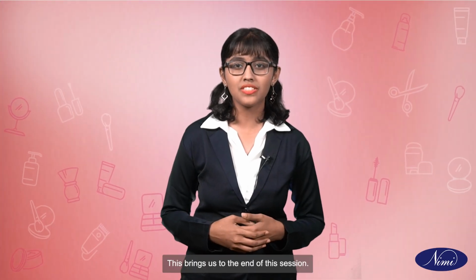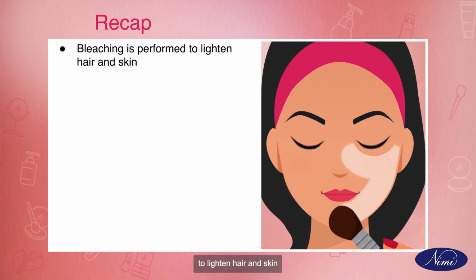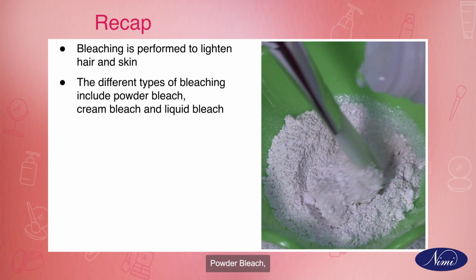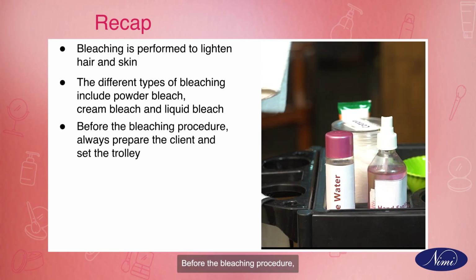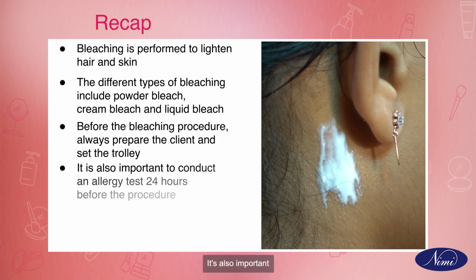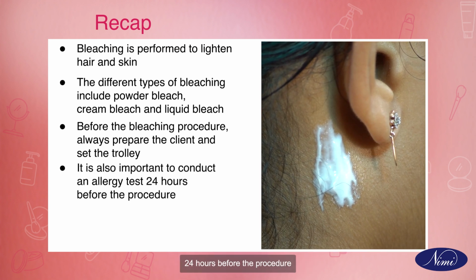This brings us to the end of this session. Before concluding, let's look at the key points learned. Bleaching is performed to lighten hair and skin. The different types of bleaching include powder bleach, cream bleach, and liquid bleach. Before the bleaching procedure, always prepare the client and set the trolley. It's also important to conduct an allergy test 24 hours before the procedure.